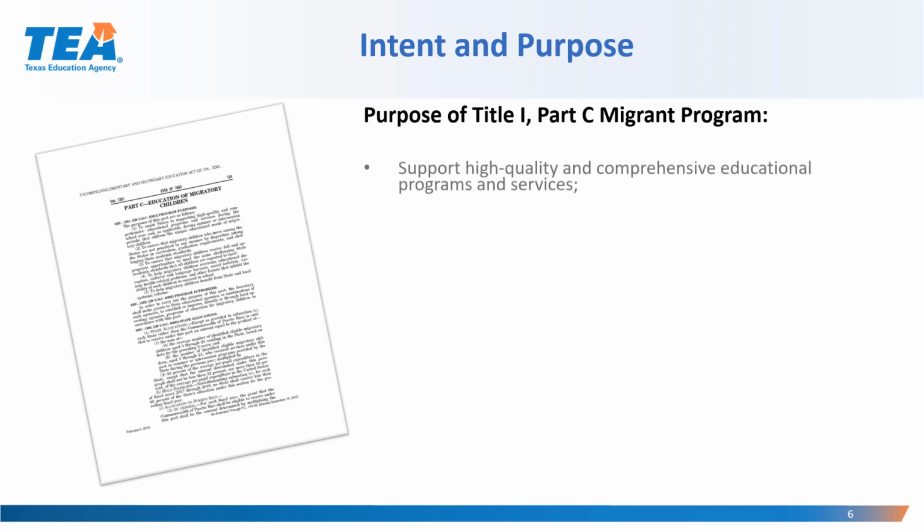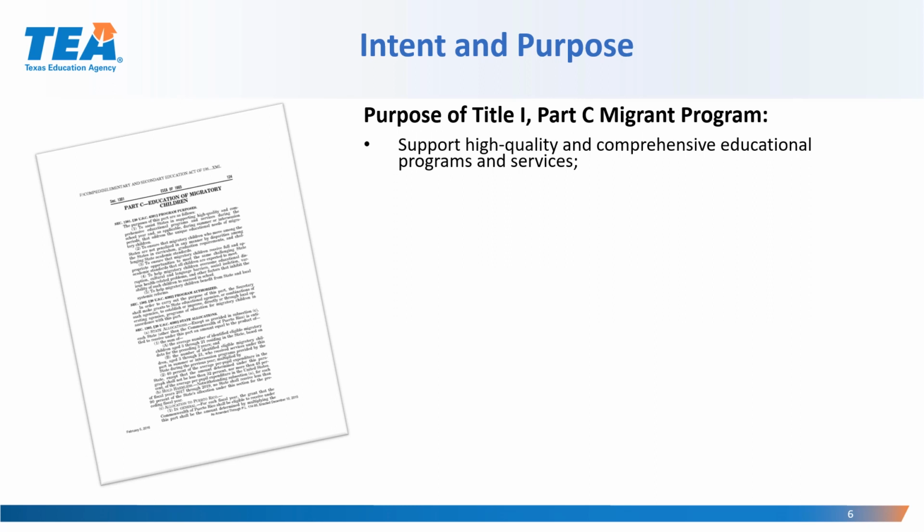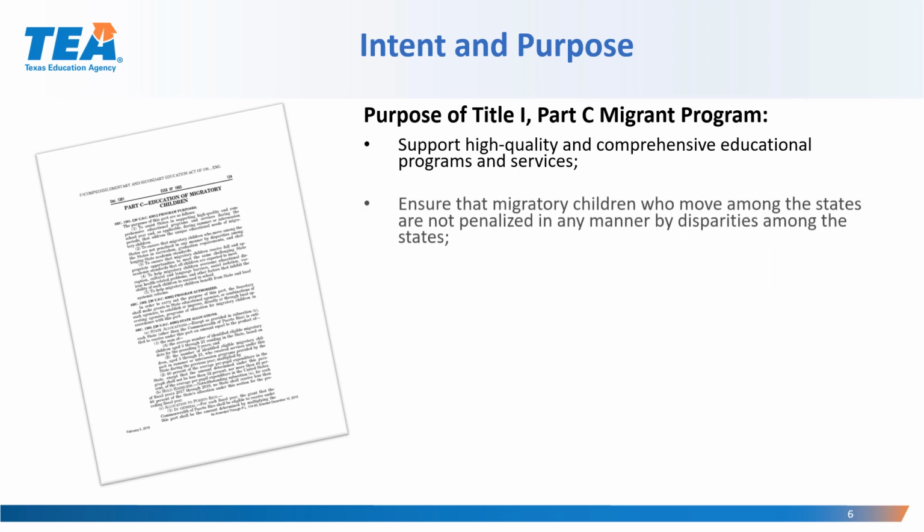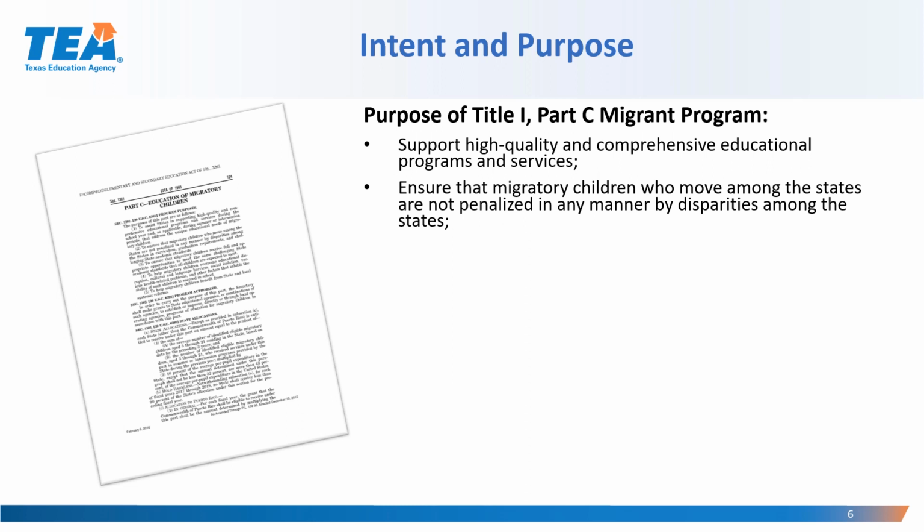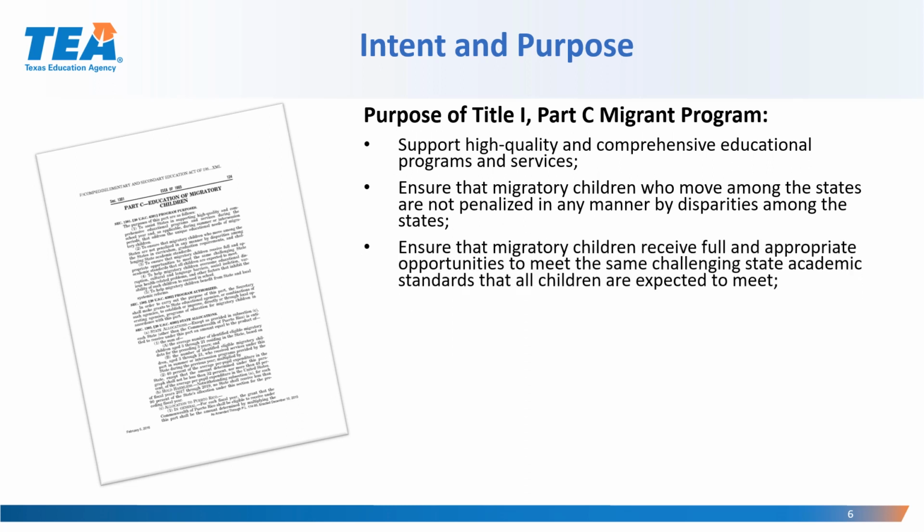The purpose of the Title I Part C program is to assist states in supporting high-quality and comprehensive educational programs and services during the school year and, as applicable, during the summer or intersession periods that address the unique educational needs of migratory children. To ensure that migratory children who move among states are not penalized in any manner by disparities among the states in curriculum, graduation requirements, and challenging state academic standards. To ensure that migratory children receive full and appropriate opportunities to meet the same challenging state academic standards that all children are expected to meet.